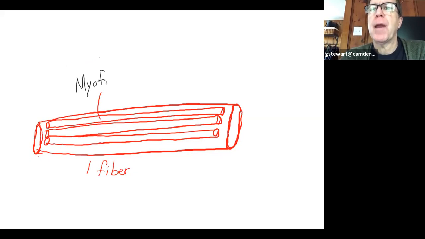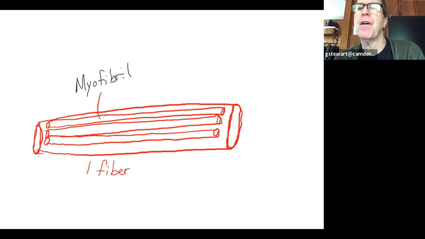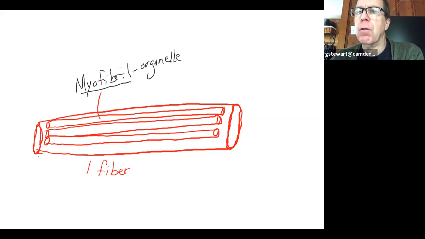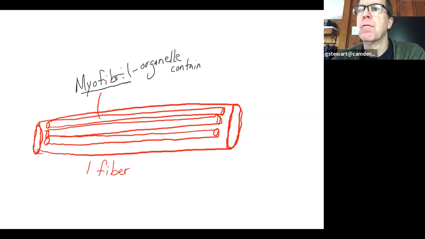A myofibril, that's M-Y-O-F-I-B-R-I-L. This is an organelle, a specialized organelle inside of each muscle fiber cell. It's a long rod-like structure that contains smaller rod-like structures called myofilaments.